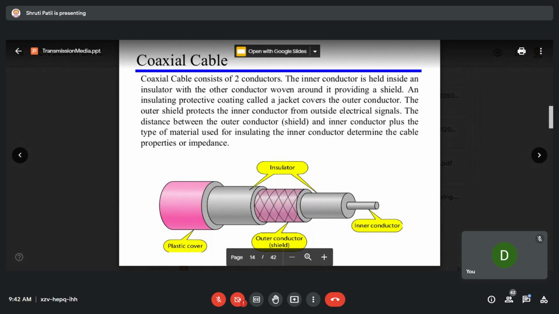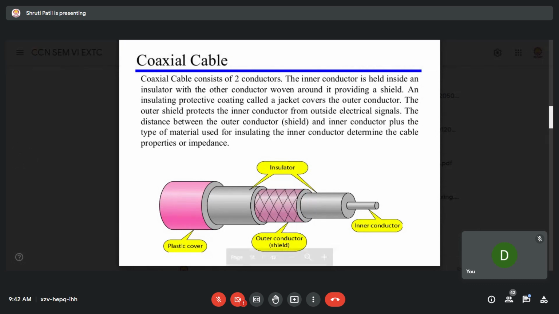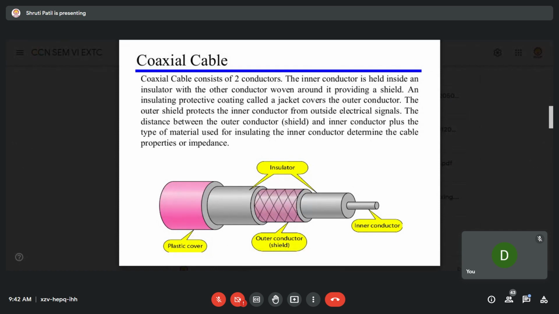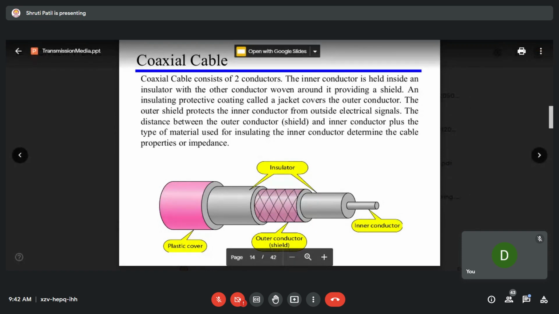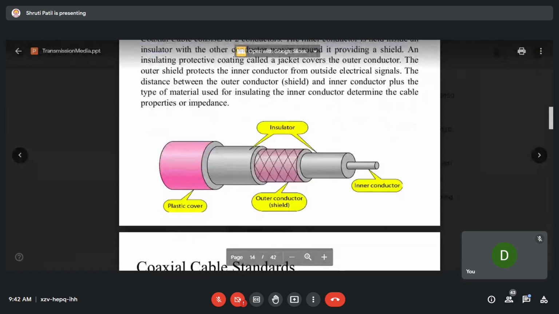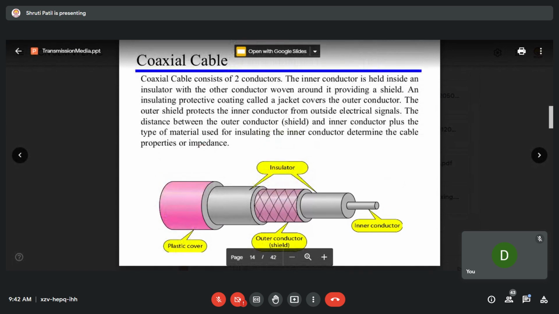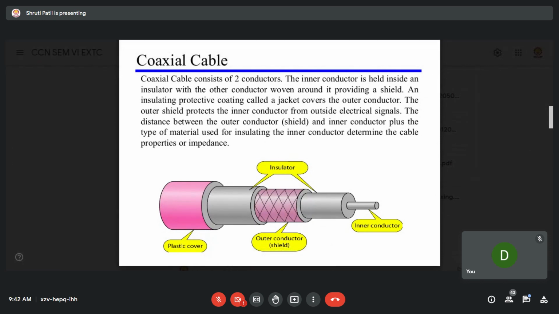So the second type of transmission medium is coaxial cable. All of you must have seen this, the wire which is used to connect your TV cable. Coaxial cable consists of two conductors, the inner conductor and the outer conductor. The inner conductor is held inside an insulator with the other conductor woven around it, providing a shield.